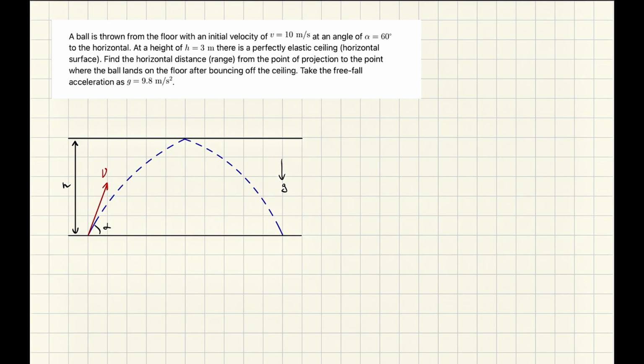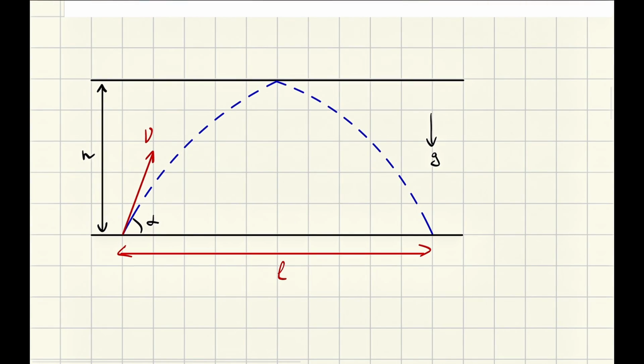So basically what we need to find in this problem is the distance, the range from the point of projection to the point where the ball lands on the floor. We need to find this length. In such a situation, we have a room and a ceiling which is 3 meters in height. When we throw the ball, after a certain time it hits the ceiling, and then it falls back.